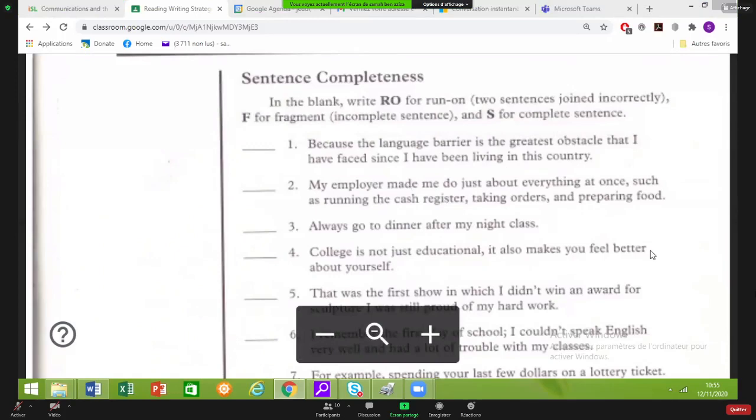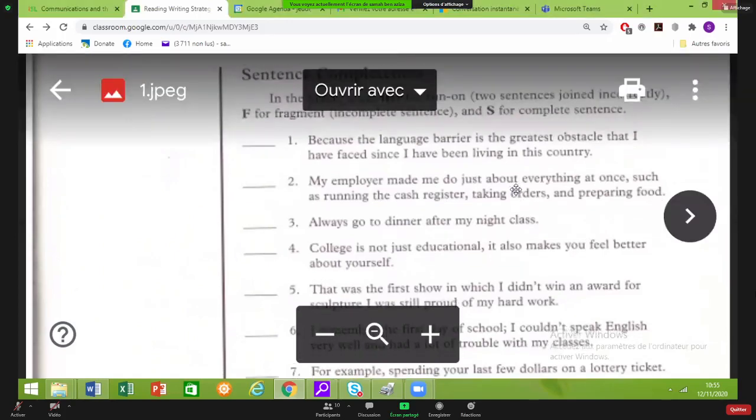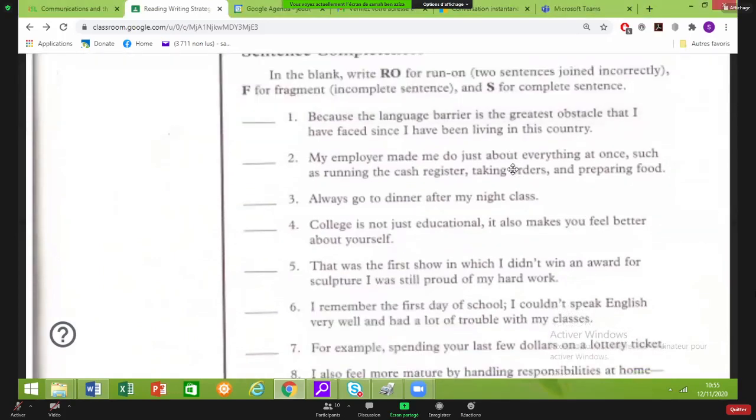We can say it from 1 to 6. Can you do from 1 to 6? And then we will correct together. I give you 2 minutes to do from 1 to 6 or from 1 to 7. Here, it's clear. 1 to 7, please. Okay. I give you 2 minutes to do that. Go through it and then we will correct together.